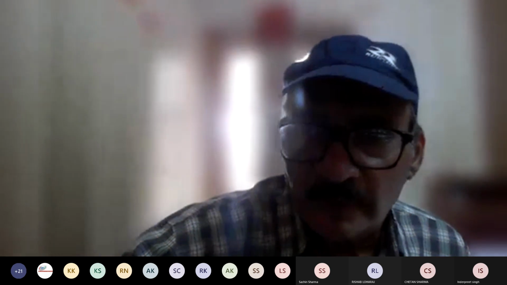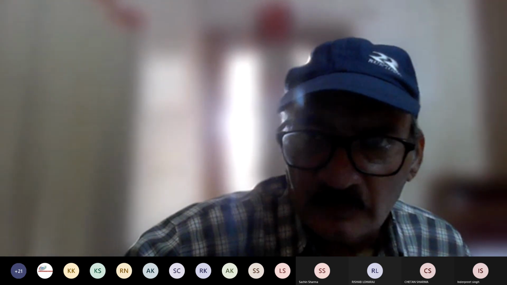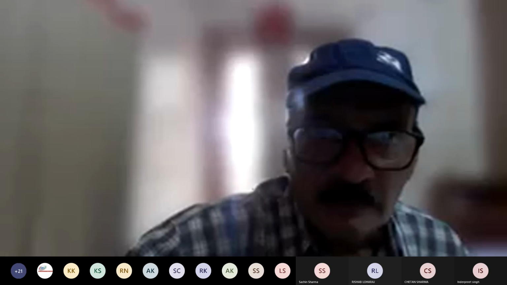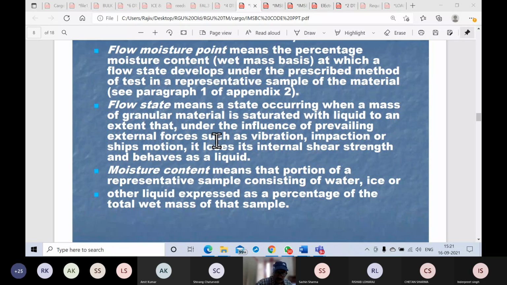Just to go back one minute to that, because this is important. No harm in repeating it. Definitions: flow moisture point is the percentage of moisture content, wet mass basis, at which a flow state develops. Then of course there are prescribed methods for representative samples. Flow state is a state occurring when a mass of granular material is saturated to such an extent that, under the influence of vibration, impaction, etc., it loses its internal shear strength to hold it together and behaves as a liquid.